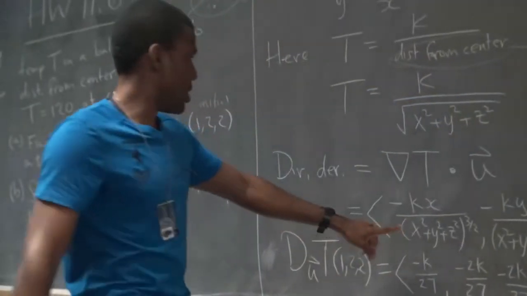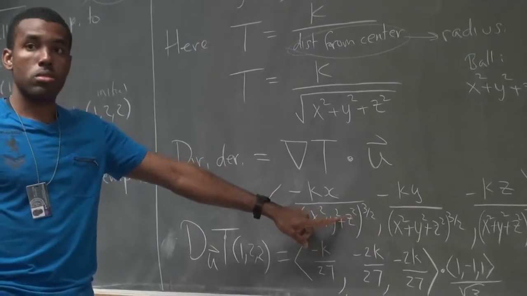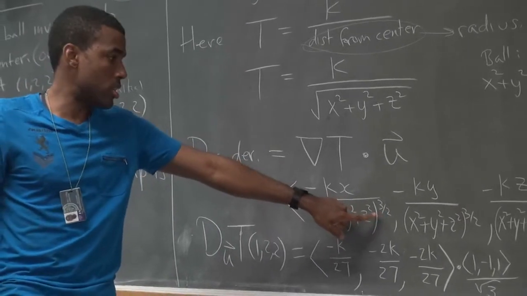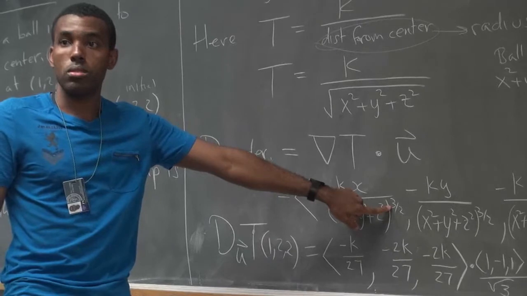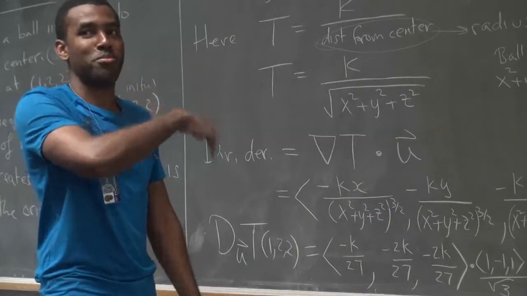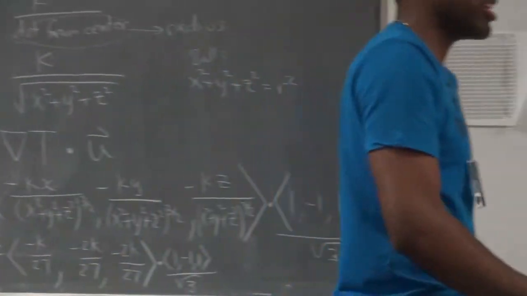Because of here. Right? X squared plus y squared plus z squared to the half is the radius. And then there's a cube here. I just didn't want to write out x squared plus y squared plus z squared. I wrote r instead and moved it out.